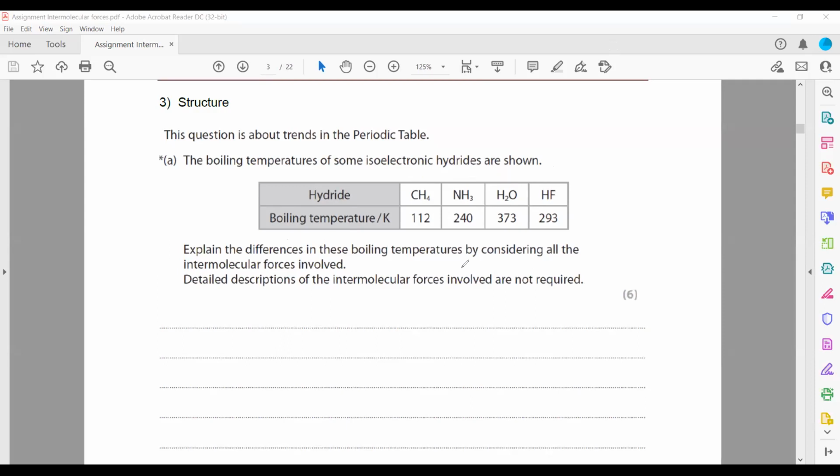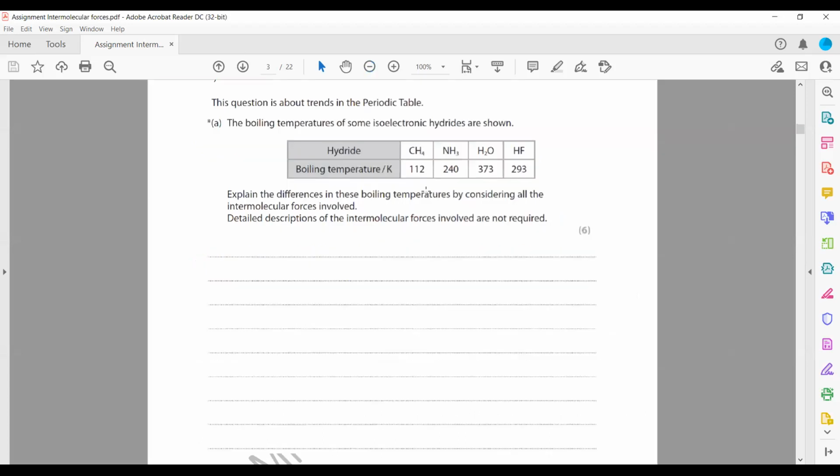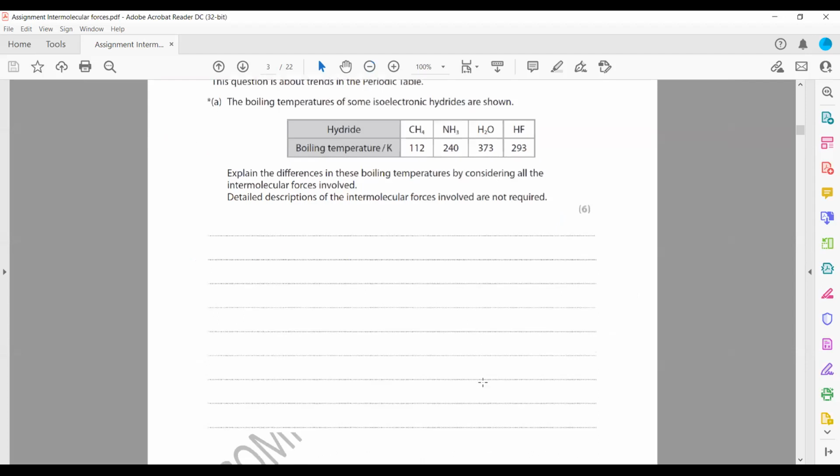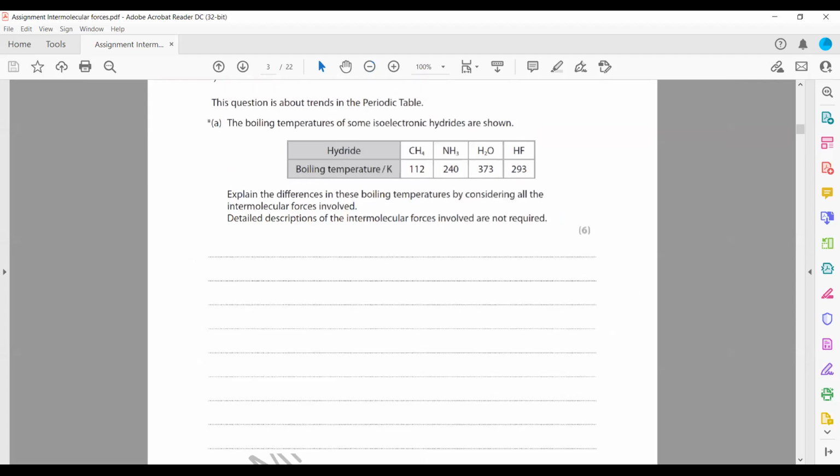Explain the difference in the boiling temperature by considering all the intermolecular forces involved. Detailed description of intermolecular forces involved is not required. They don't ask what the origin is. If you say hydrogen bond, what is the origin? They don't need that, but it is 6 marks. So how will you write the answer for this?